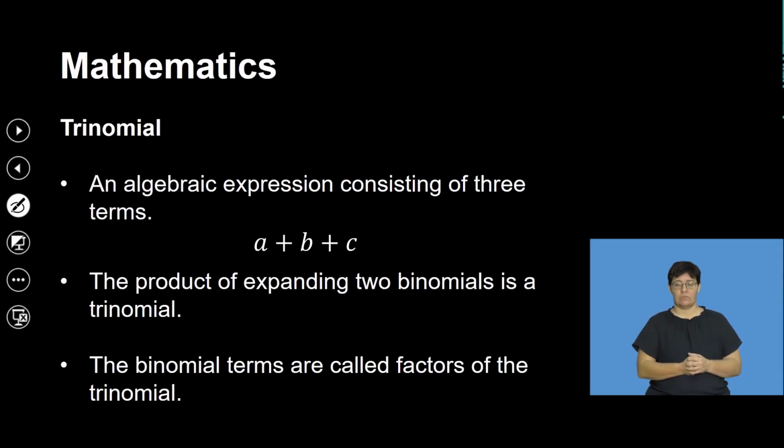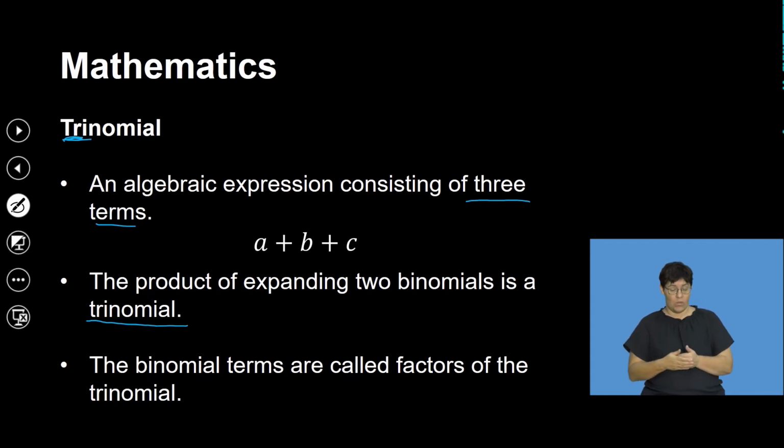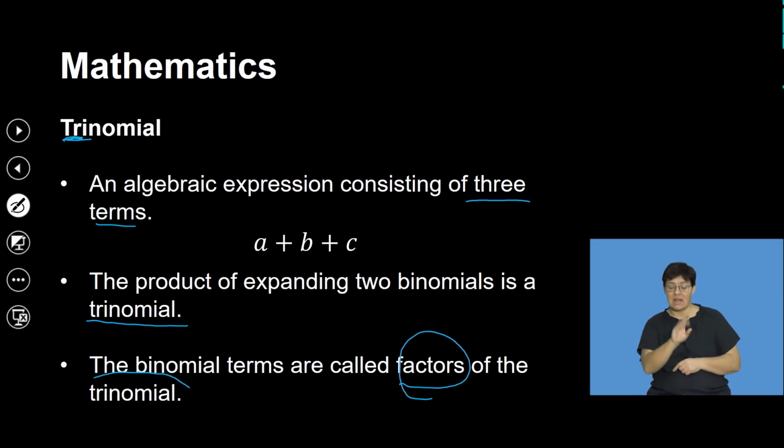So remember that a trinomial is what you call an algebraic expression that consists of three terms, right? So this has three terms. Why? Because of the tri there. You know that a prefix always makes a very huge difference. Then the product of expanding two binomials is called a trinomial. So if I multiply two binomials, which I'm just going to show you next, we get what we call the trinomial. And then those two binomials that we are multiplying, we call them factors of the trinomial.